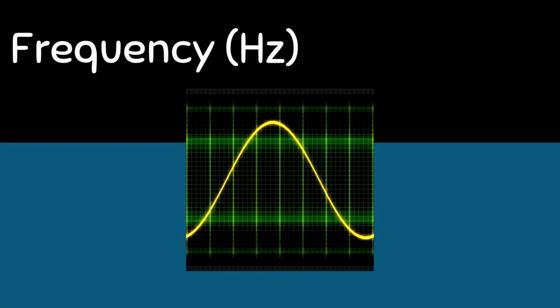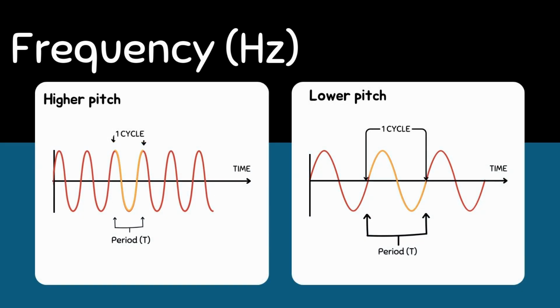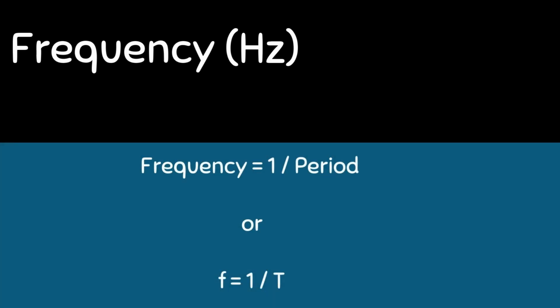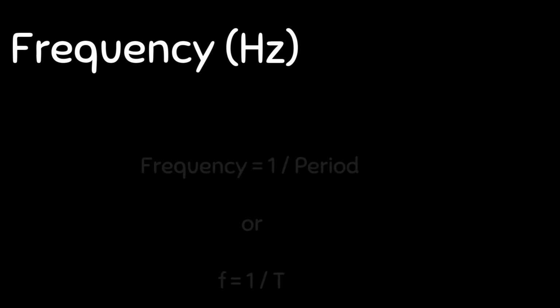This brings us to the topic of frequency. Frequency is how we measure the pitch of a sound, and it refers to the number of cycles of a wave per second, or hertz. Frequency can also be determined by period, or the time it takes to complete one cycle of the waveform. The following equation is used to determine frequency.